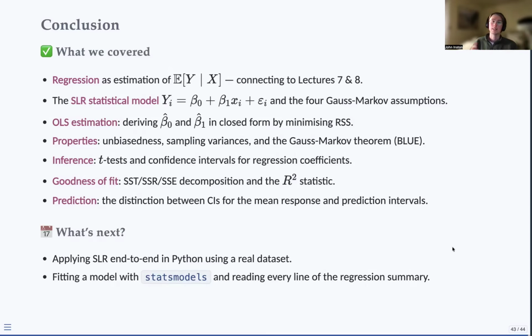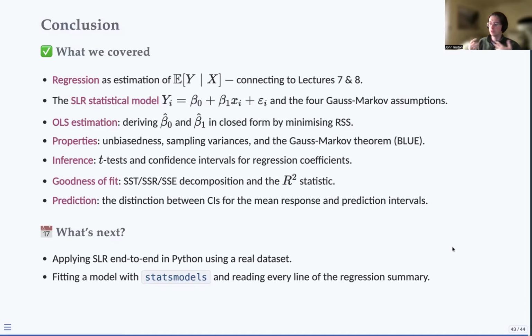We covered what the model looks like mathematically. We covered OLS estimation and even tied it to maximum likelihood estimation. We went over properties of the estimates, as well as covering statistical inference, t-tests, and confidence intervals, etc. And then very quickly at the end, we mentioned some measures of goodness of fit that we'll get very used to reading from our outputs from Python functions, and talked about prediction and this distinction between confidence intervals and prediction intervals.